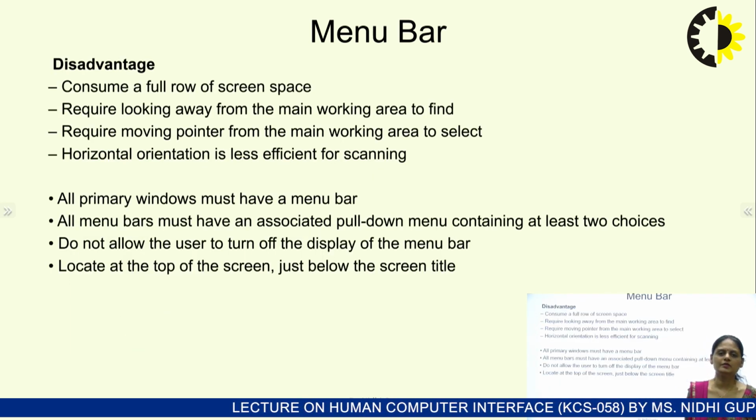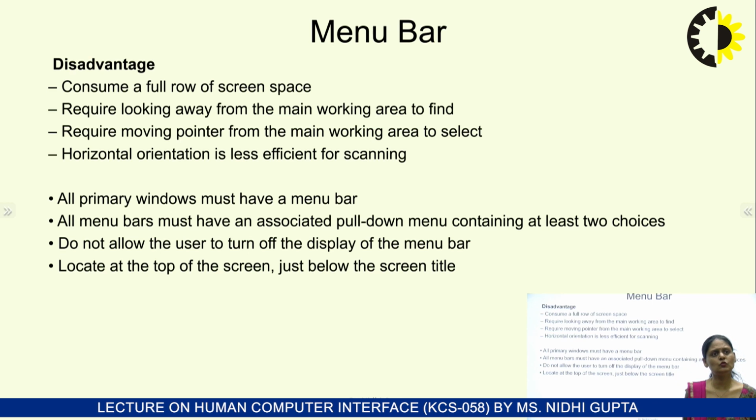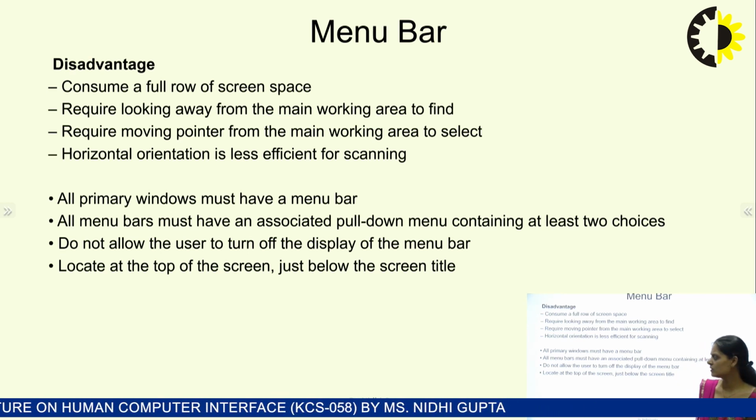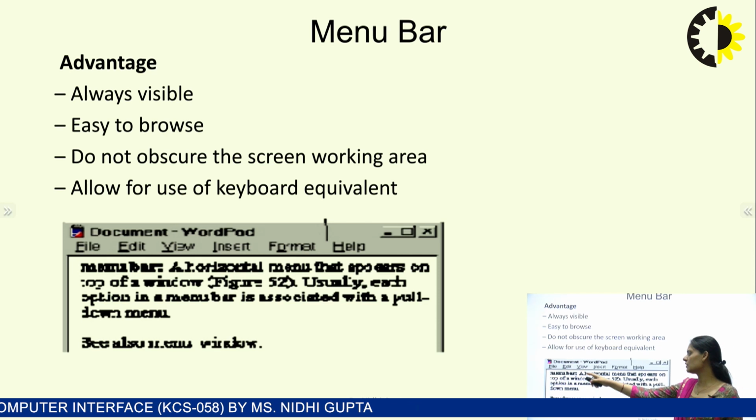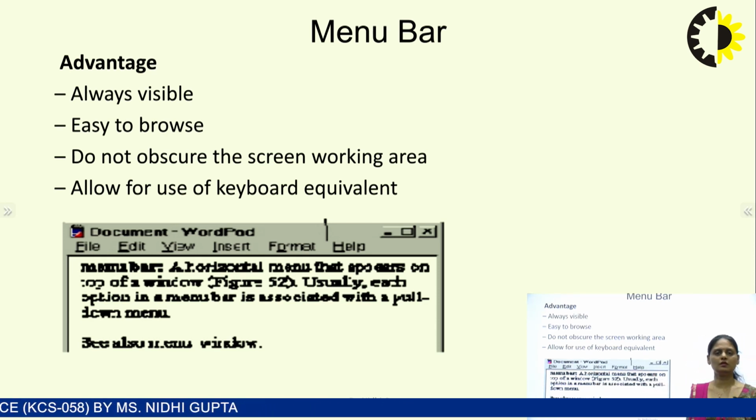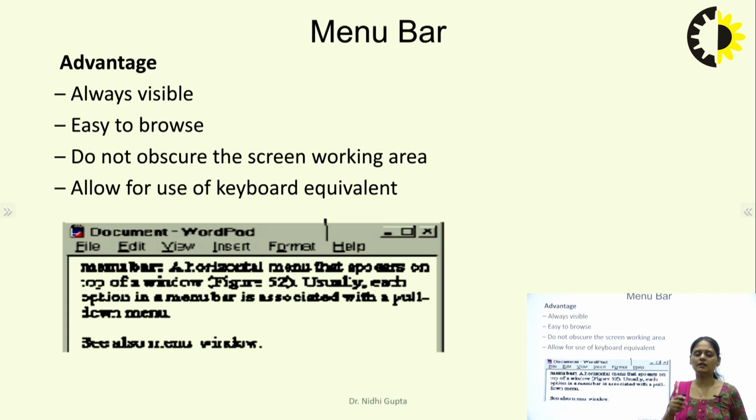But there are some disadvantages. The first is that it consumes a full row of screen space. As we can see over there, the full row is consumed by this menu only. If we place a pull down menu instead, everything is hidden and when we click it, the menu will appear. Over here it is not obscuring, but it is basically showing everything, and maybe we don't need this sometimes, and it is placed permanently over there.